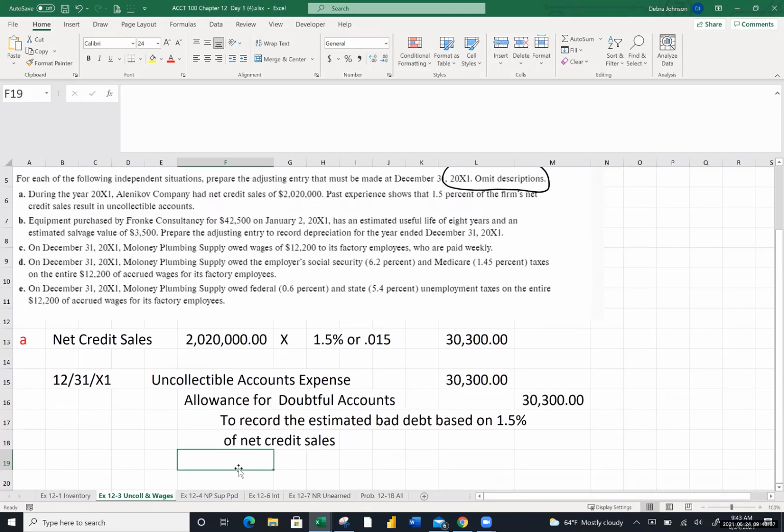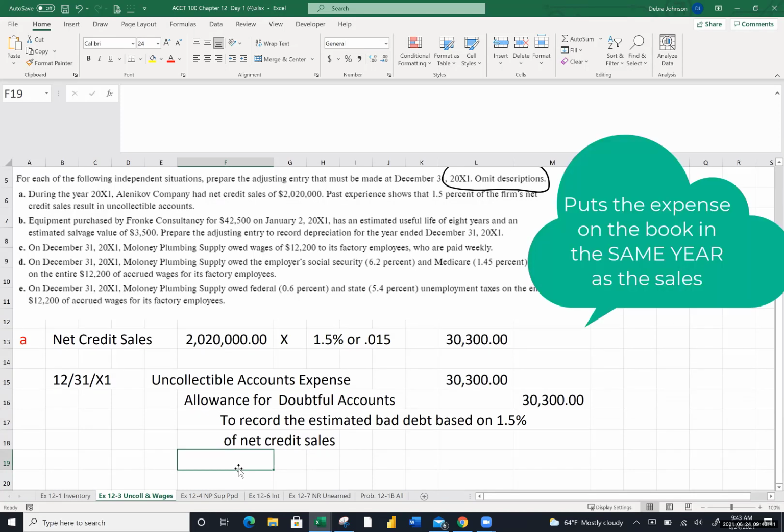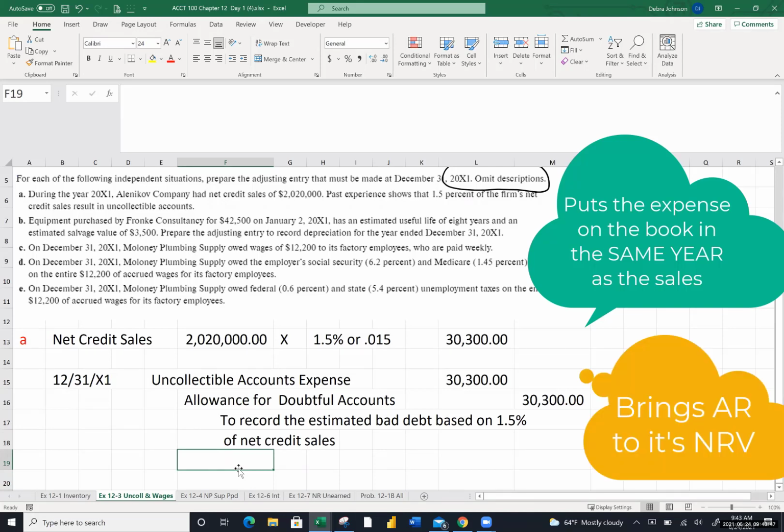Okay, first adjustment. What does that do? It does two things. It puts the expense on the books in the same year as the sale. That's the first thing it does. And the second thing it does is it pulls accounts receivable down to its net realizable value. So what you're going to see in chapter 13 is you're going to see how accounts receivable would be shown on the financial statements. Just kind of a little heads up on what to expect.